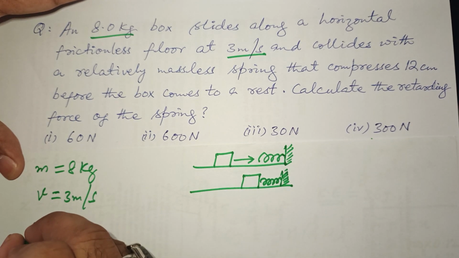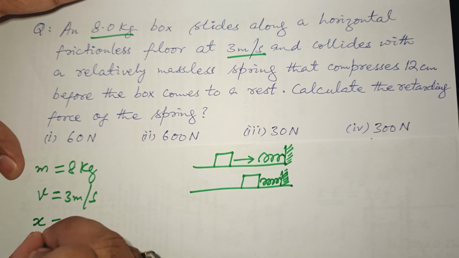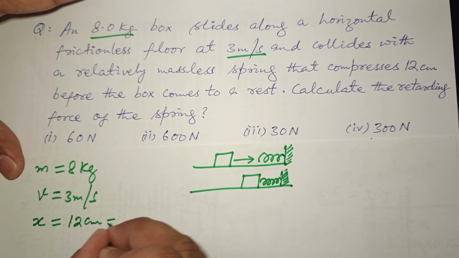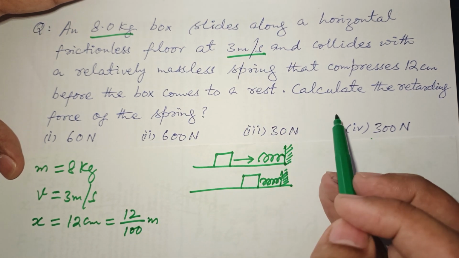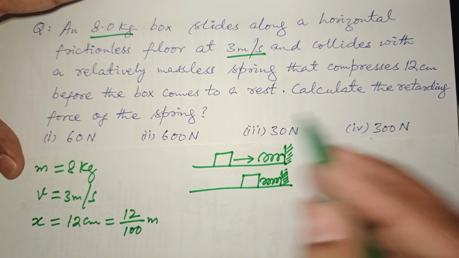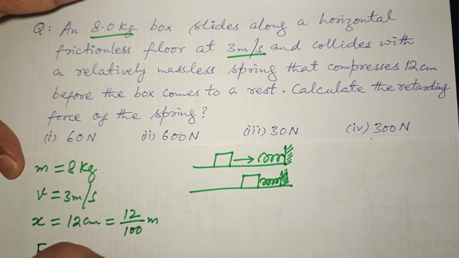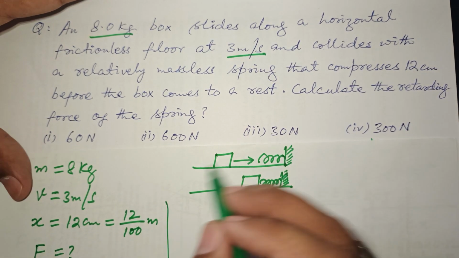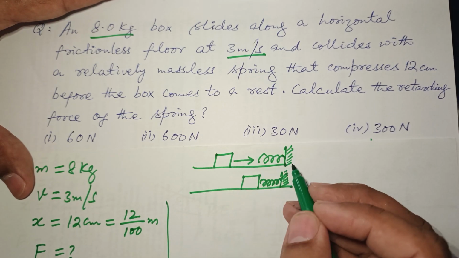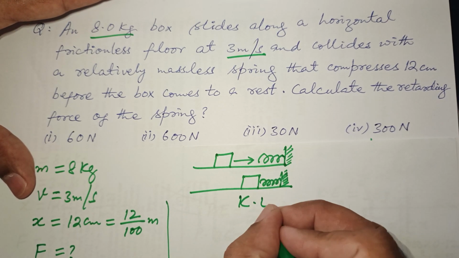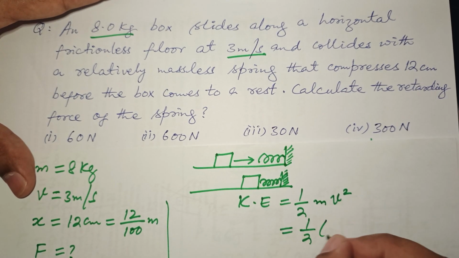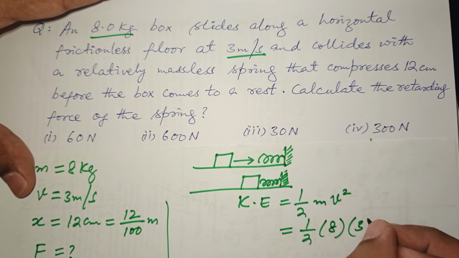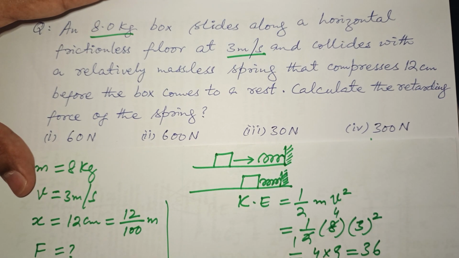The mass compresses 12 centimeter. This is the displacement, 12 centimeter. In the form of meter, this is 12 over 100. Before the box comes to rest, calculate the retarding force of the spring. We have to find out the retarding force F. Initially the box was in motion, so it has kinetic energy, which was given as K equals half mv square. M is 8, v is 3 whole square, so K is 36.